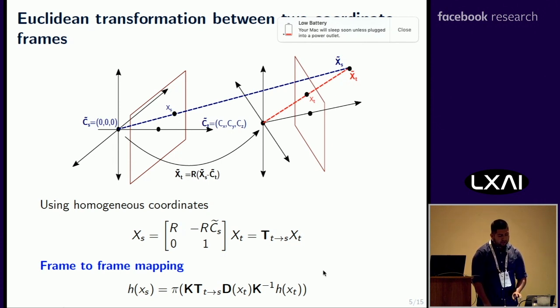Finally, with these two concepts, we can map every point from one frame to another frame, just knowing the intrinsic matrix, the Euclidean transformation, and the depth value on every position of the image.